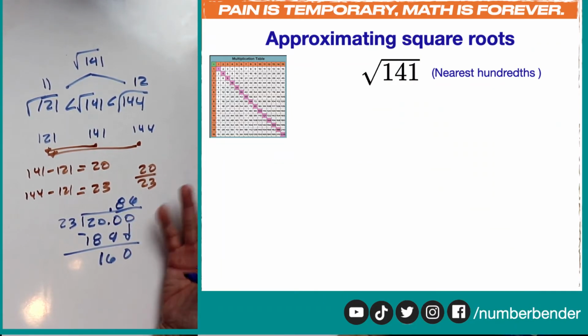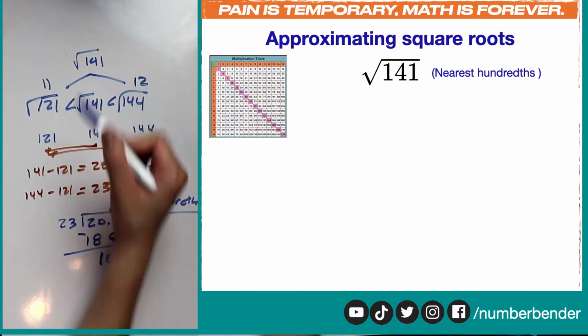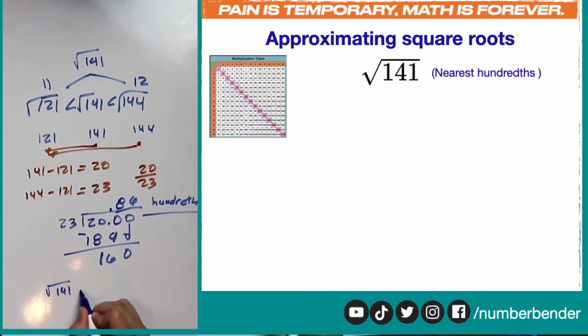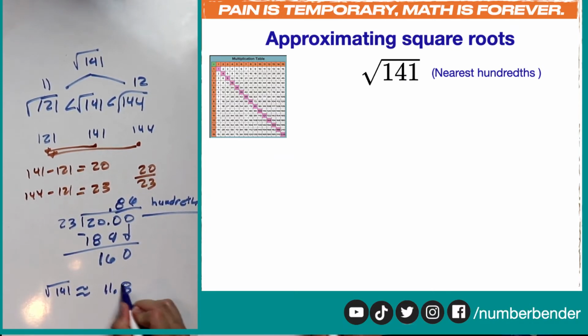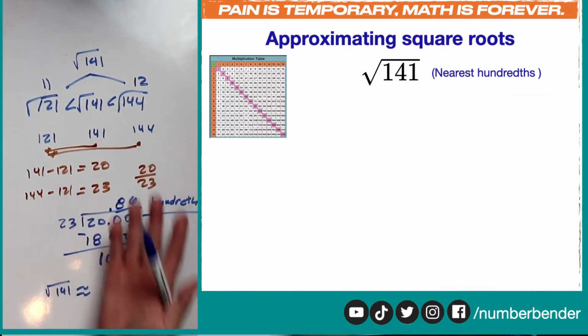That's why you need to know your multiplication table really well. And from here, you can stop because we're able to produce the hundredths digit that we need for the estimated value of square root of 141. So square root of 141 is approximately equal to 11.86, and we're able to solve this using long division.